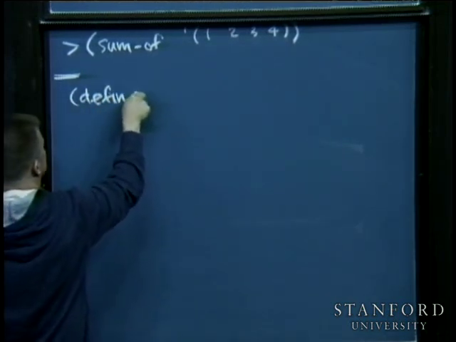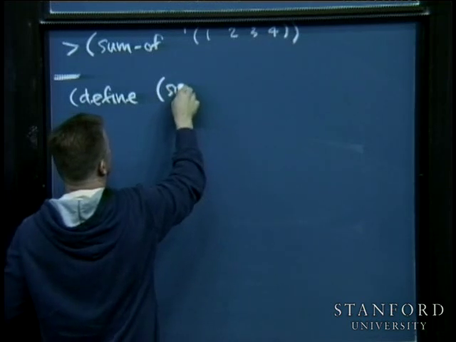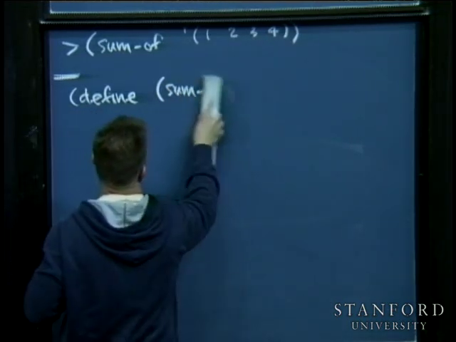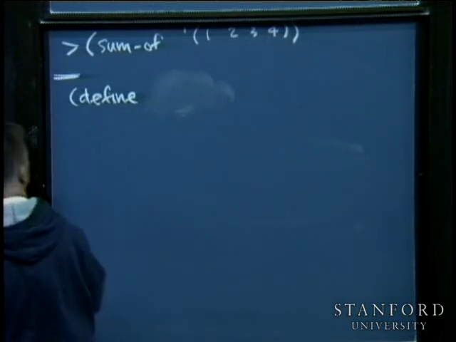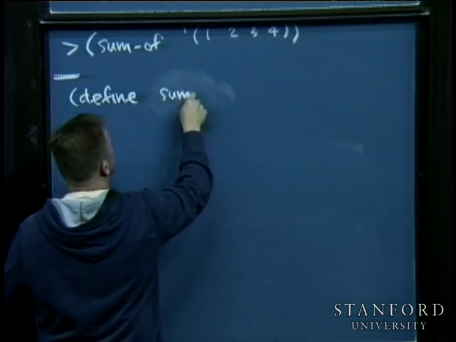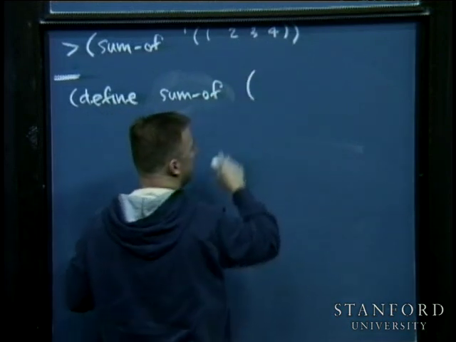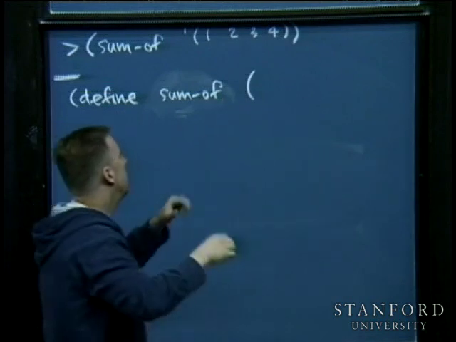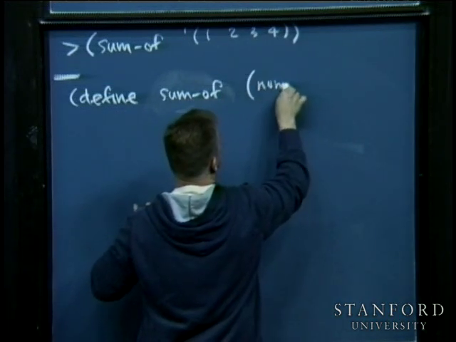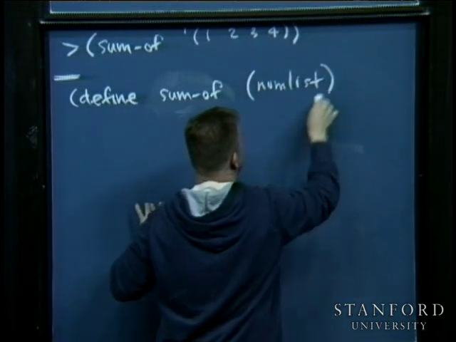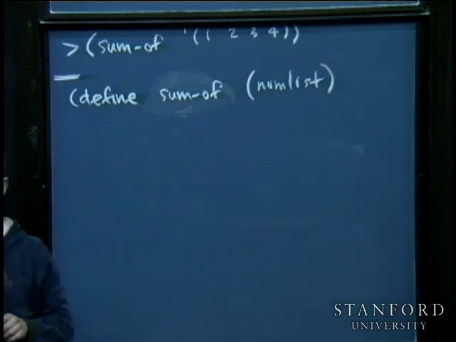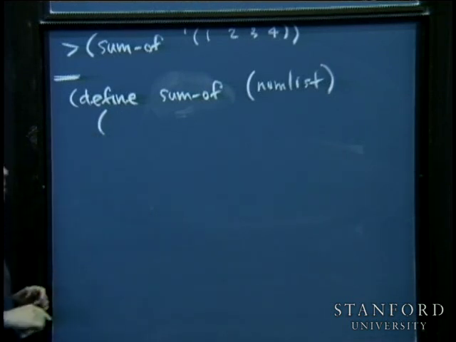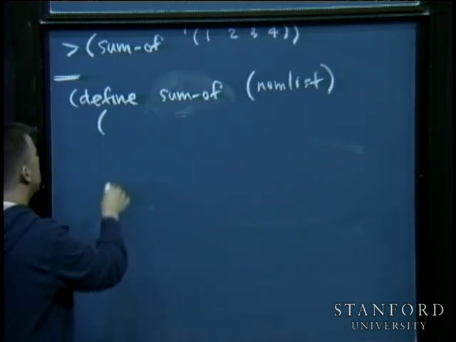Define sum-of, and I'm just going to call the parameter, I don't want to call it list. I don't want to get in the habit of naming my variables the same as built-in functions. So I'll call it numList. Just like that, okay? That makes sense? And what I'm going to do is I'm going to employ a couple of built-in tests.